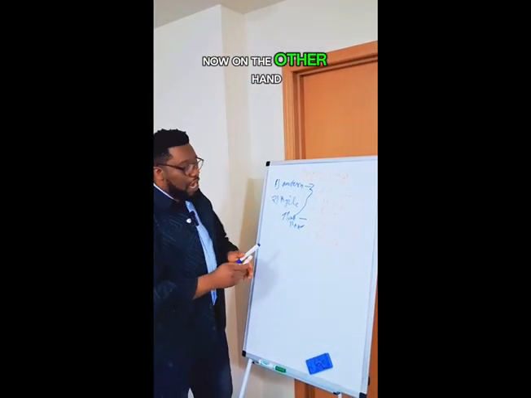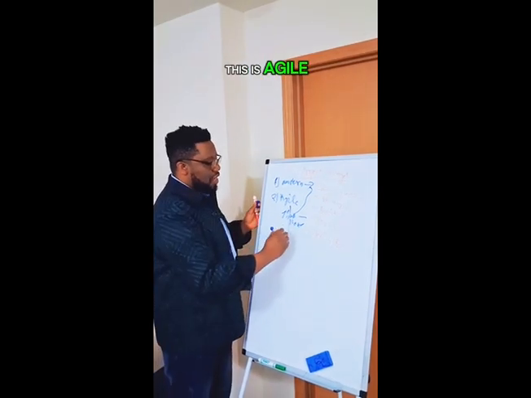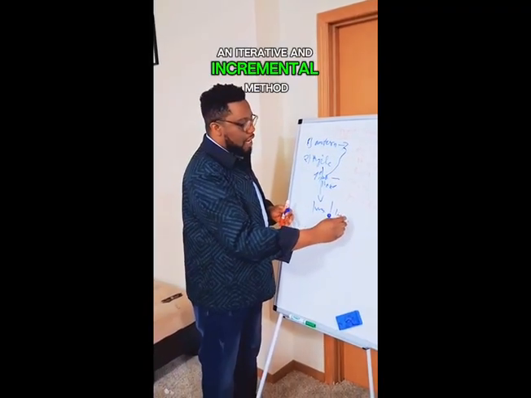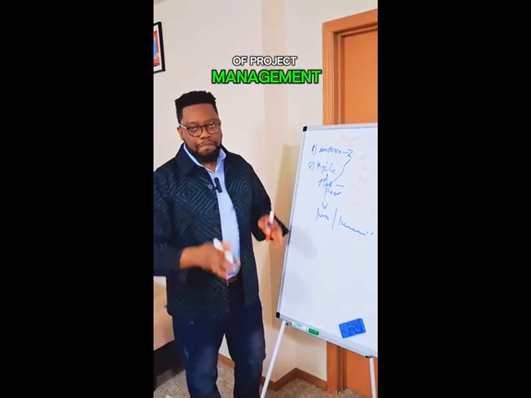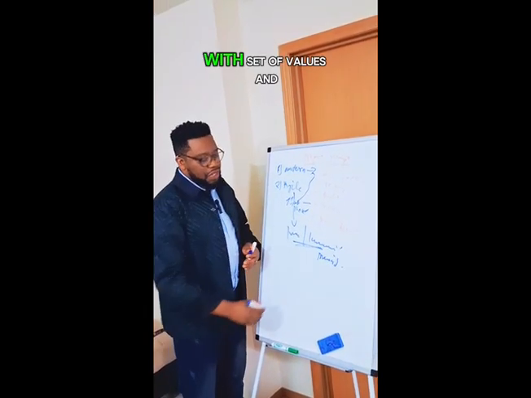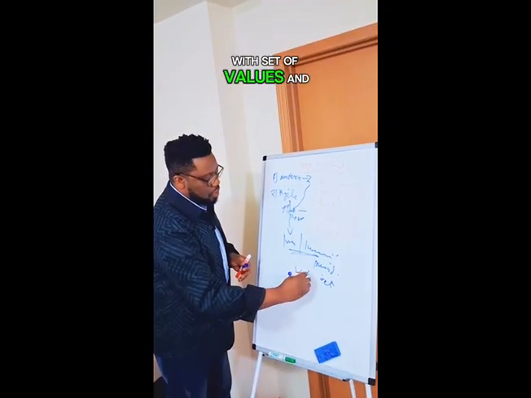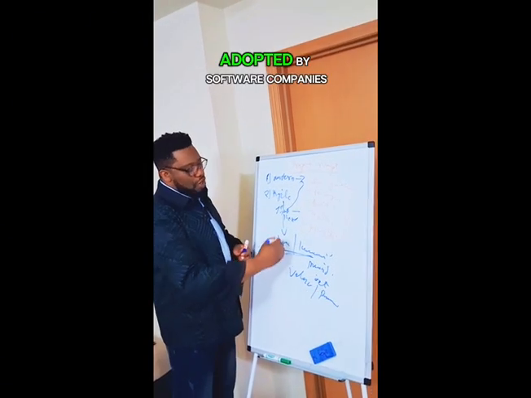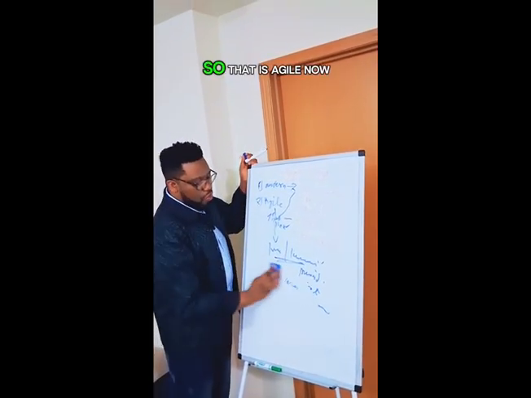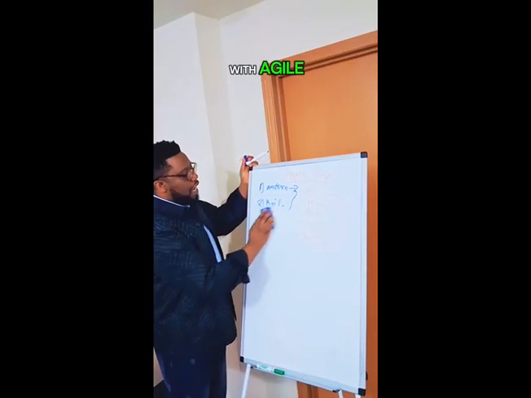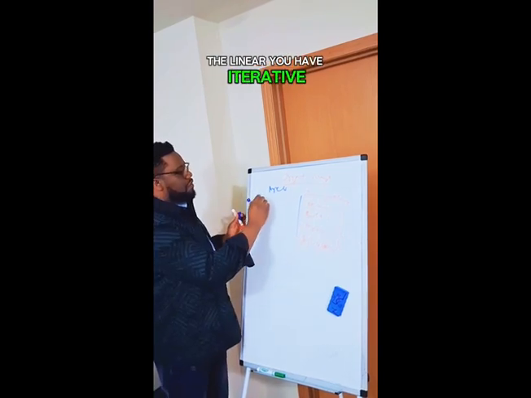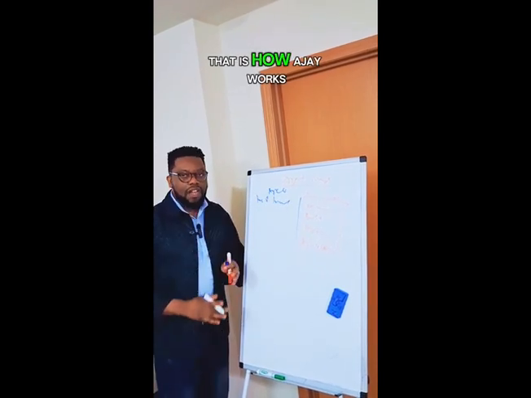Now, on the other hand, you have agile. So the agile method, we are talking of an iterative and incremental method of project management. You hear a lot of people talk of agile as a mindset with a set of values and principles adopted by software companies to roll out shippable product to their customers. So that is agile. Now with agile, instead of the linear, you have iterative and incremental. That is how agile works.